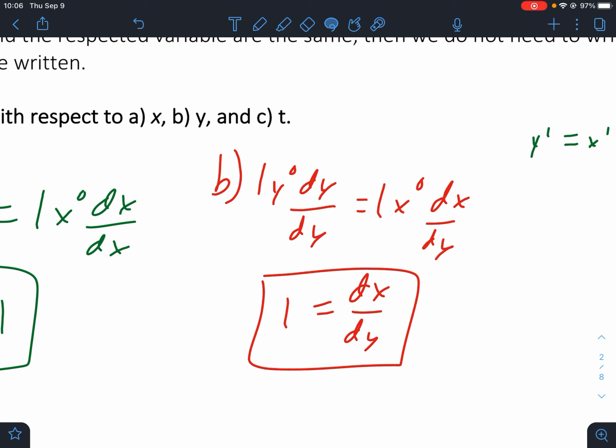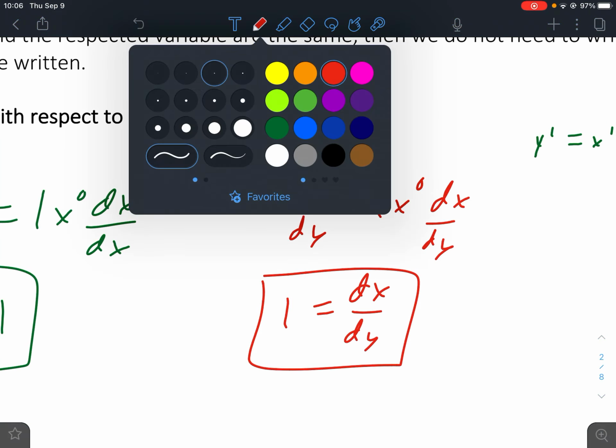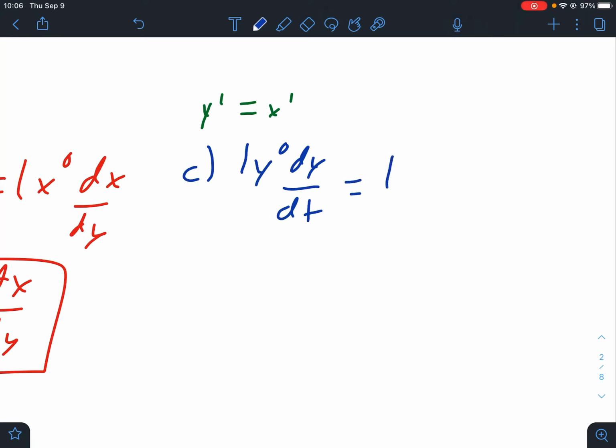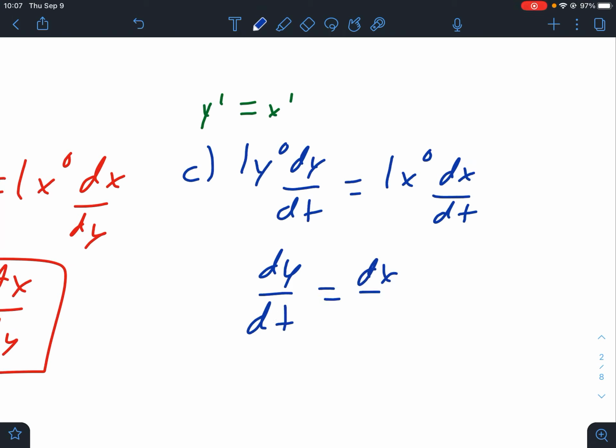Okay, and then still a third option here is if we're respecting t. Now we can respect any variable we want. I'm just choosing a couple here. So the derivative of y to the first would be 1 y to the 0 dy, but we're respecting t, so dt. That equals 1x to the 0 dx, respecting t, so dt. So that becomes 1 times dy dt equals 1 times 1 dx dt.